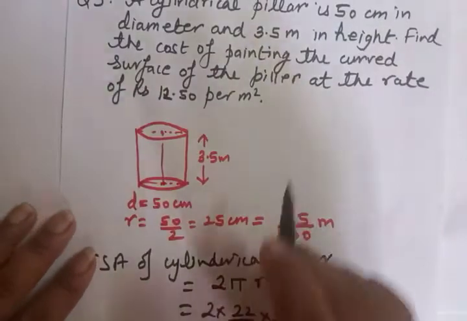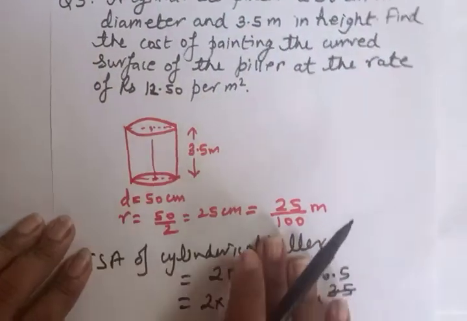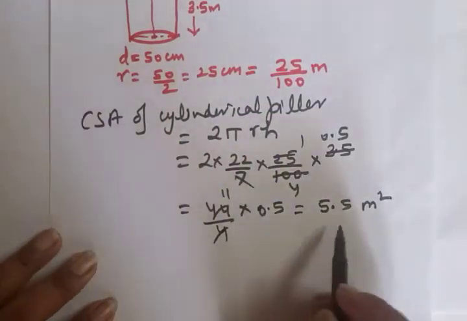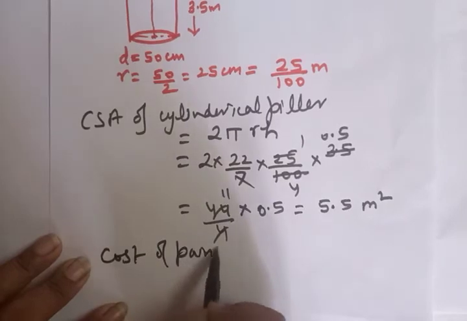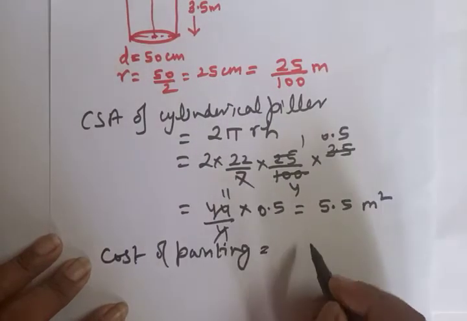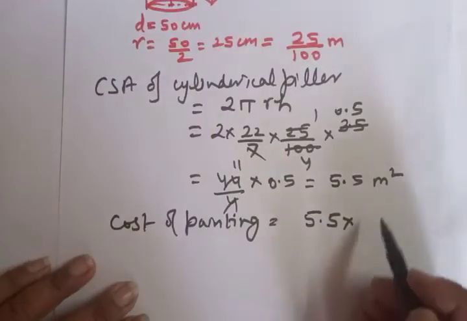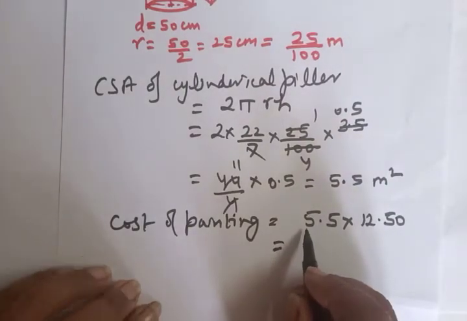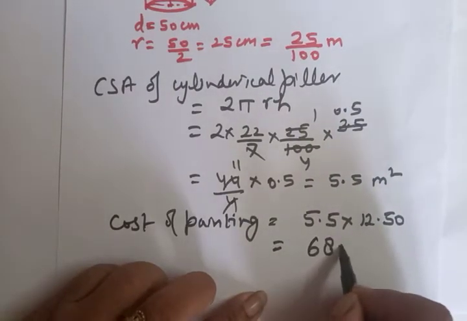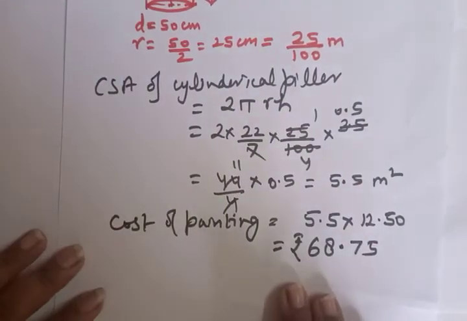Now we have to find out the cost. For 1 meter square the cost is given as 12.50. So for 5.5 meter square, the cost of painting will be equal to 5.5 into, for 1 meter square, that is 12.50. That will equal to 68.75 rupees. Quite simple.